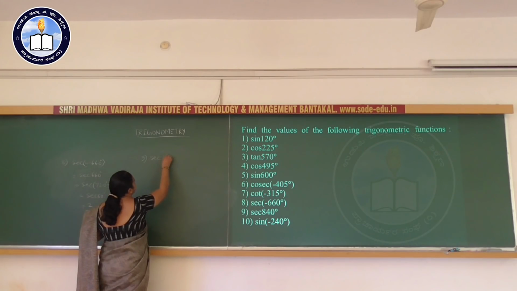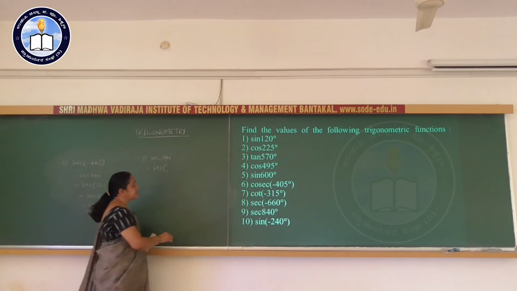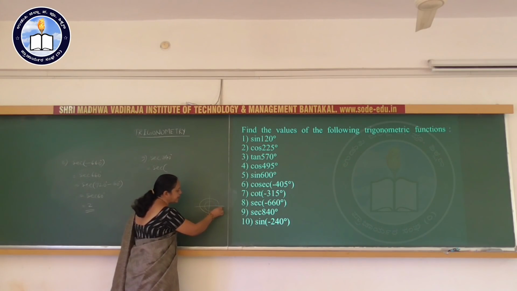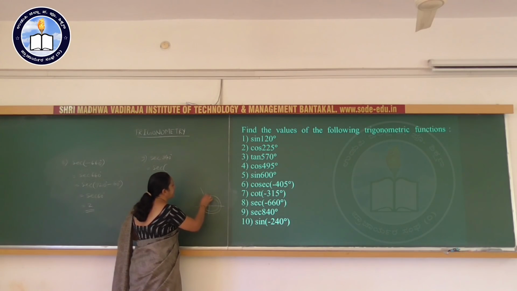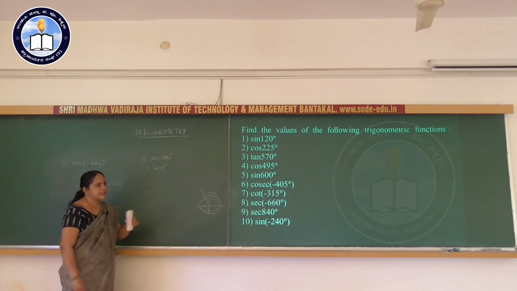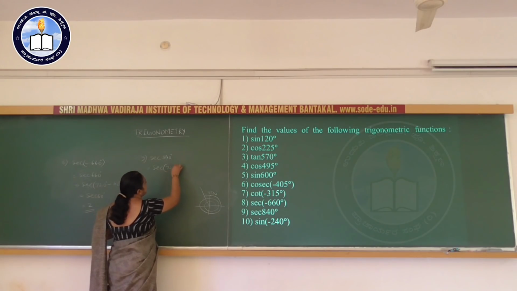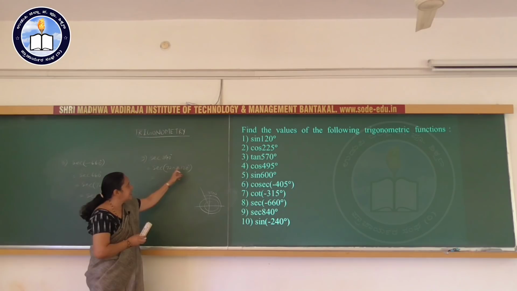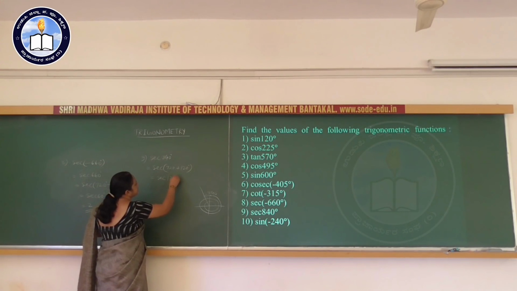What is the value of secant 840 degrees? 840 degrees lies in the second quadrant, because 2 complete revolutions make an angle of 720, plus 120 gives 840 degrees. It's a second quadrant angle. We can write 840 degrees as 720 plus 120 degrees. But secant 720 plus x, 720 is 2 times 360. It coincides with 0. So secant 0 plus 120 is the same as secant 120.